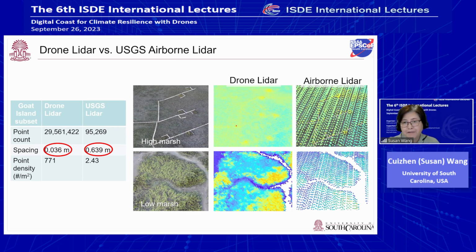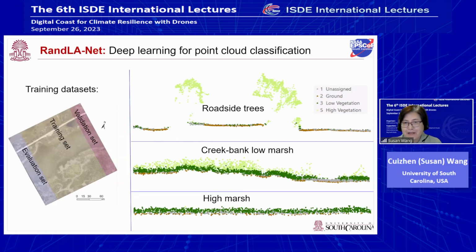And so everyone's talking about AI right now. So we're also trying to use deep learning and take advantage of the deep learning technologies for the point cloud classification. So we set up the training area in the Good Island. So 2/3 for the training and then split the leftover as validation set and also a standalone evaluation set.